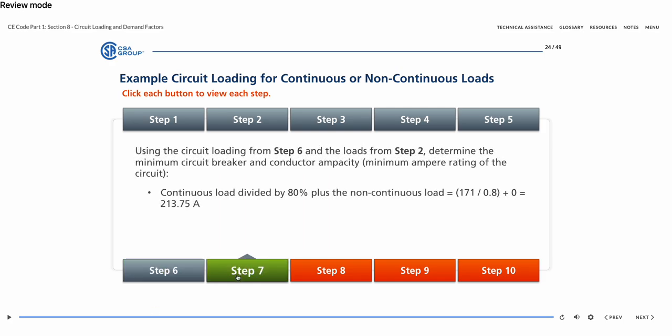Step 7. Using the circuit loading from Step 6 and the loads from Step 2, determine the minimum circuit breaker and conductor ampacity, minimum ampere rating of the circuit. Continuous load divided by 80% plus the non-continuous load, 171 divided by 0.8 plus 0 equals 213.75 amperes.